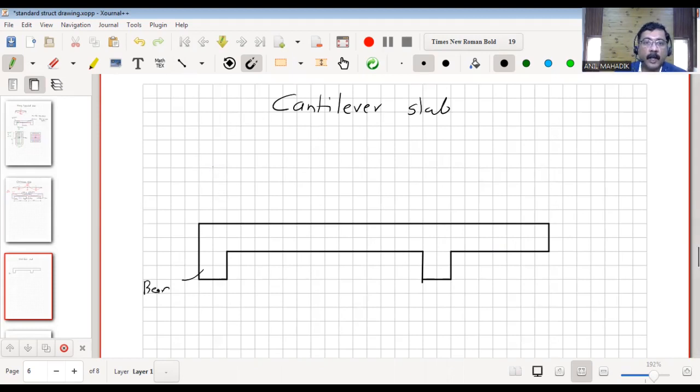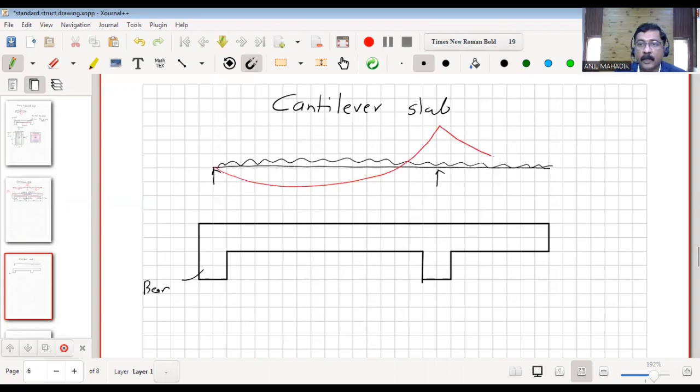So analysis is similar to that of a beam. There is a cantilever beam here, and there will be load on the slab, and we will have a bending moment diagram like this. Assume this as simply supported, then we have a bending moment like this. So you understand that there is tension at the top and compression at the bottom for the cantilever, and there is a backup also. You can see the bending moment is getting transferred to the left side slab also.